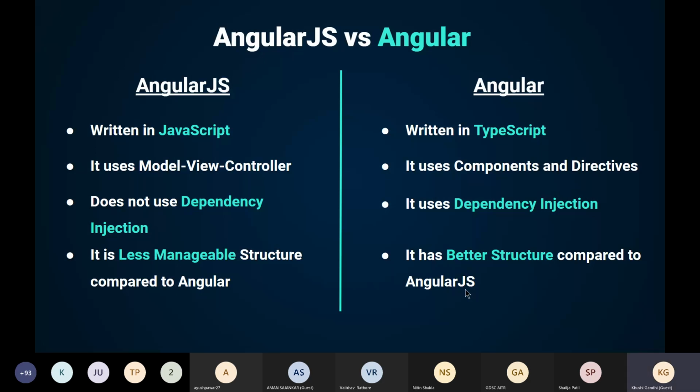AngularJS does not use dependency injection. Now you will ask, what is dependency injection? It is basically how Angular enables users to write modular services and inject them wherever they are needed. This provides testability and reusability of the same services. So Angular uses dependency injection while AngularJS does not. Lastly, AngularJS is less manageable while Angular has better structure compared to AngularJS.